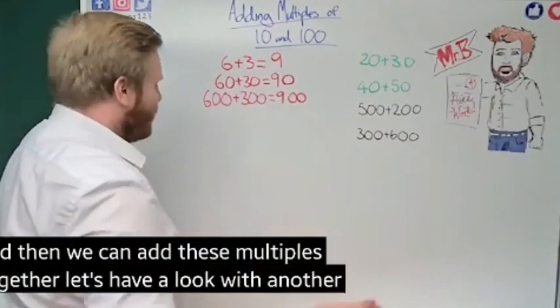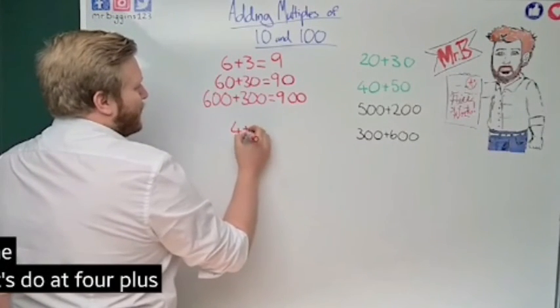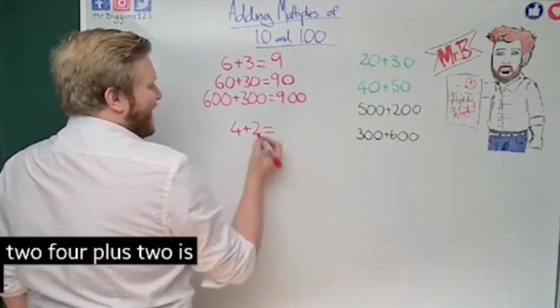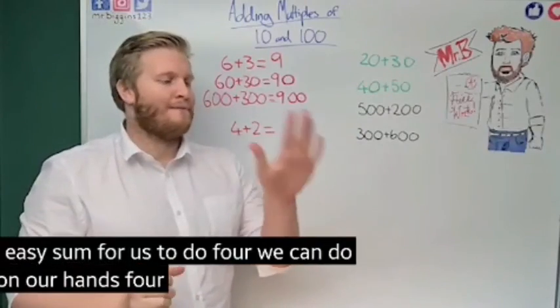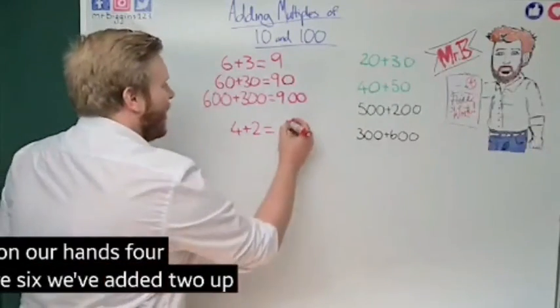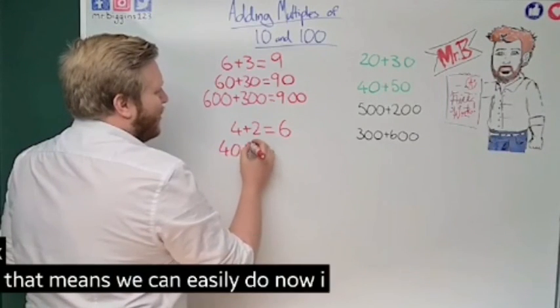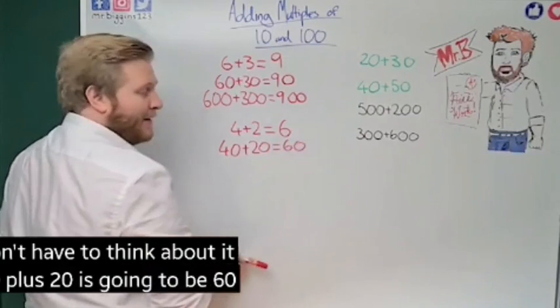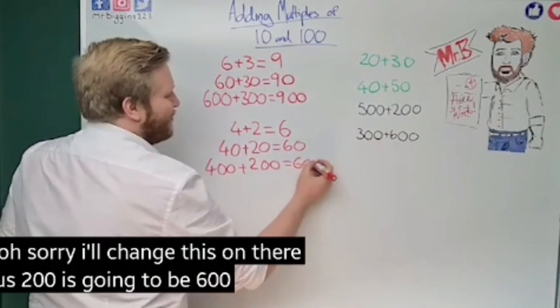Let's have a look at another one. Let's do 4 plus 2. 4 plus 2 is an easy sum for us to do. We can even do it on our hands. 4, 5, 6. We've added 2 on and we're at 6. So that means we can easily do now, I don't have to think about it, 40 plus 20 is going to be 60. And 400 plus 200 is going to be 600.